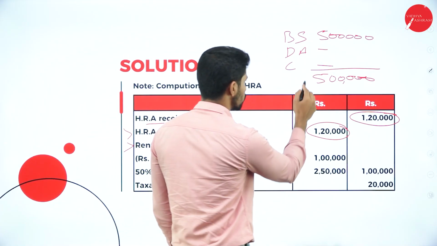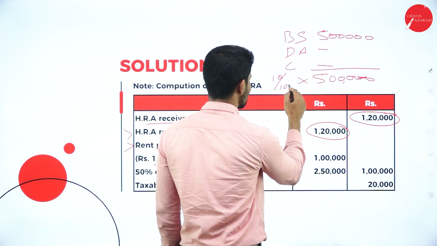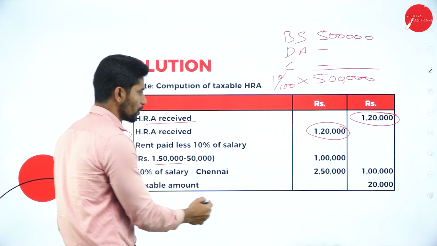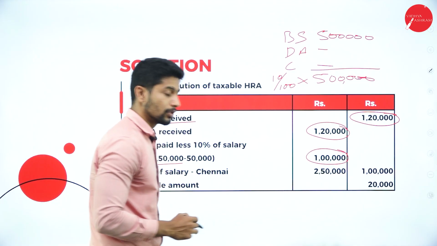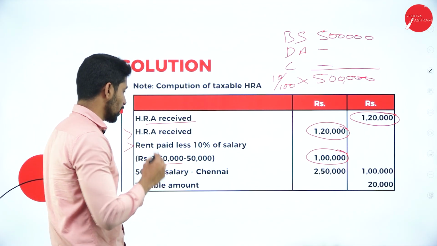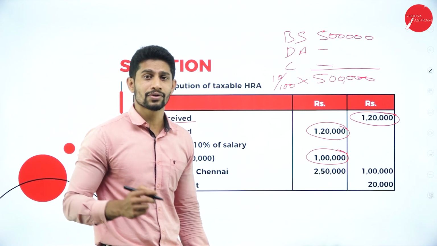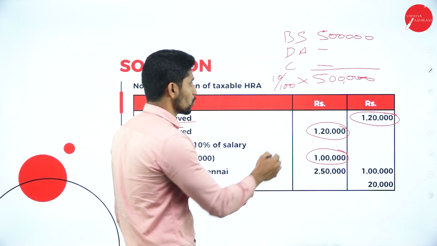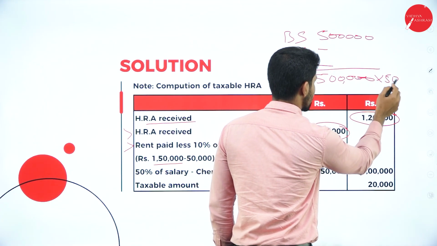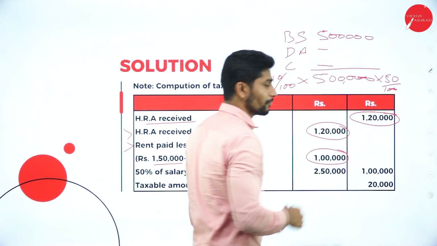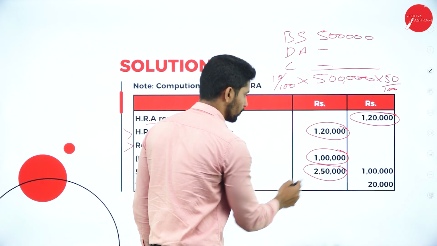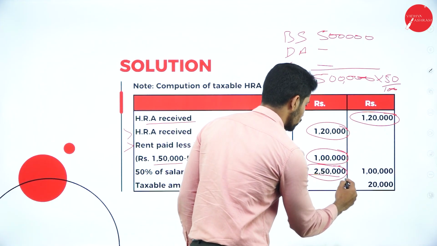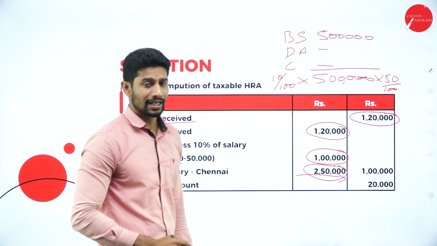On this, if you compute 10%, how much will you get? Obviously 50,000. So 1,50,000 rent paid minus 50,000, how much will you get? You'll get 1 lakh. Next, 50% of salary, because he is working in a metro city. Chennai is a metro city. You are supposed to take 50% of salary. So what is 50% of this 5 lakh? Obviously it is 2,50,000. You will take 2,50,000 here. So 2 lakh 50, 1 lakh, 1 lakh 20. Among these three, which is the least amount? Yes, 1 lakh rupees is the least amount.